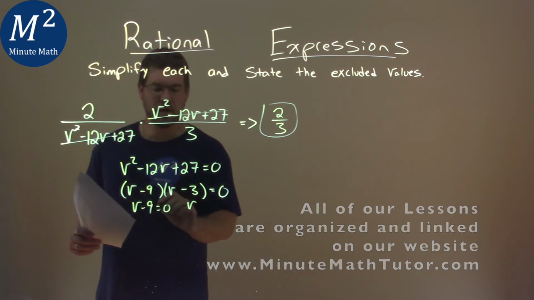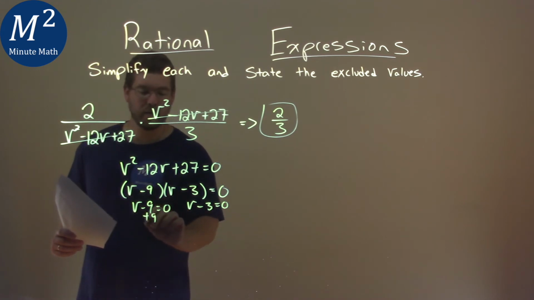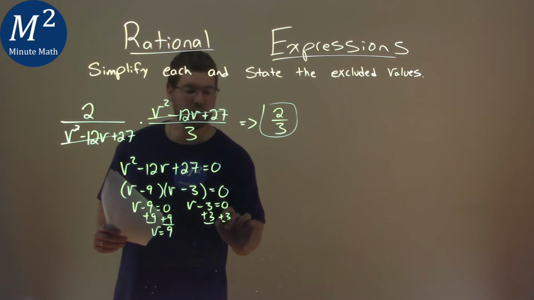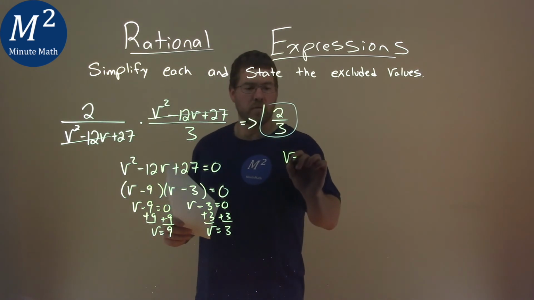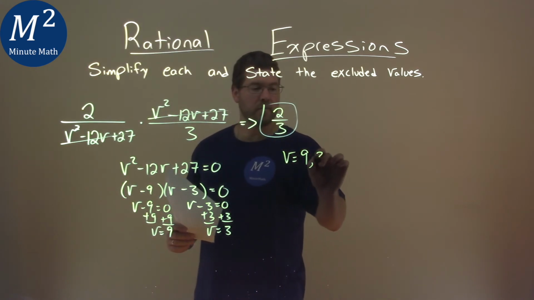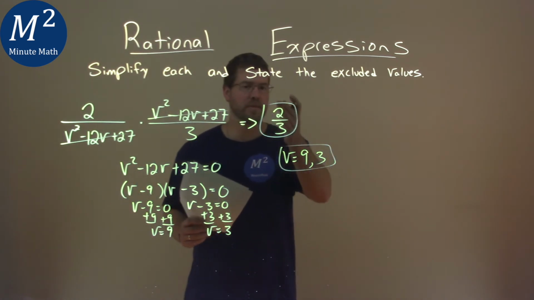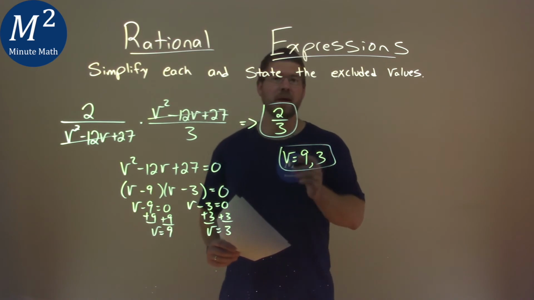So we have v minus 9 equals 0 and v minus 3 equals 0. Add a 9 to both sides, and v equals a positive 9. Add a 3 to both sides, and v equals a positive 3. So our excluded values are 9 and a positive 3. And so again, our simplified final answer expression is 2/3, and our excluded values are 9 and 3.